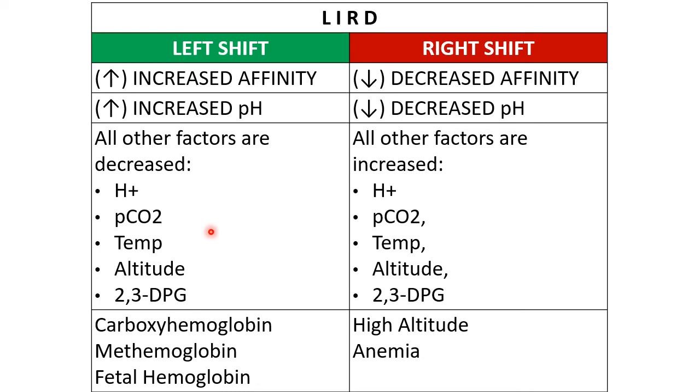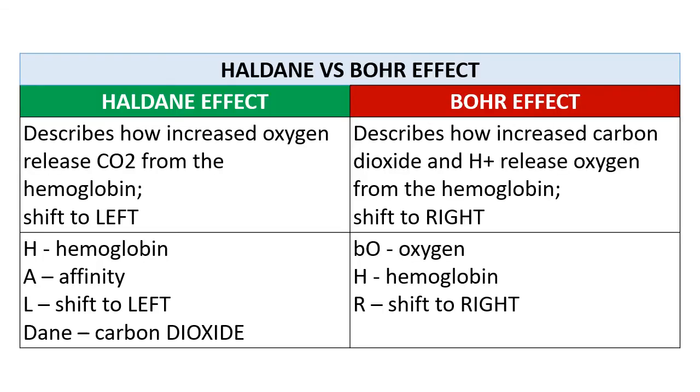Meron pa, may mga instances na may anemia ka such as thalassemia or IDA, iron deficiency anemia, nagkakaroon ng shift to the right. Okay? So, ang tatandaan lang natin, no, left shift, increase affinity, increase pH, all decrease. Right shift, decrease affinity, decrease pH, lahat increase. Tandaan natin yung mnemonics na LIRD. Left increase, right decrease.